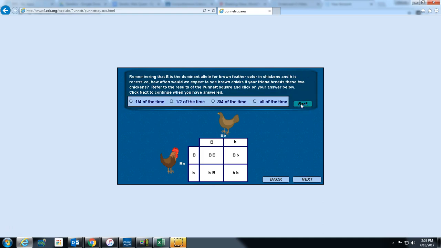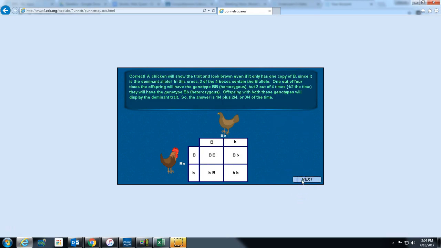Remembering that big B is the dominant allele for brown feather color in chickens and little b is recessive, how often would we expect to see brown chicks if your friend breeds these two chickens? So look, if there's a big B, it's always going to be brown. So there's a big B there, there's a big B here, and there's a big B here, no big B here. So out of the 4 squares, 3 of them are going to be brown.